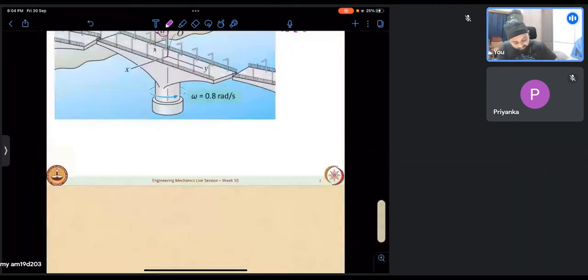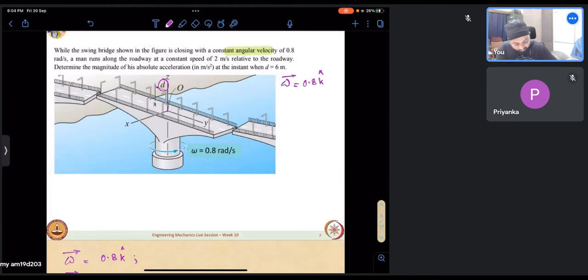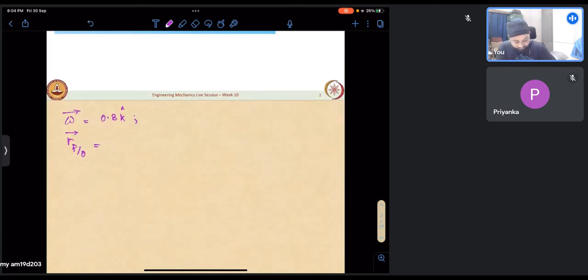So some quantities have been given. So we know that omega is 0.8 k cap, and the position of the person with respect to the origin at this moment, we are able to see it is in the negative y direction at a distance of 6 meters. So it is nothing but minus 6 j cap.